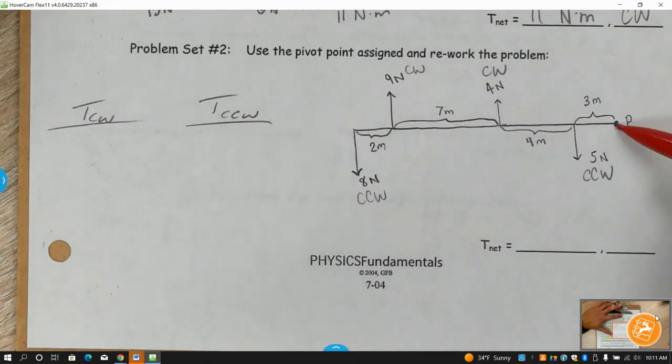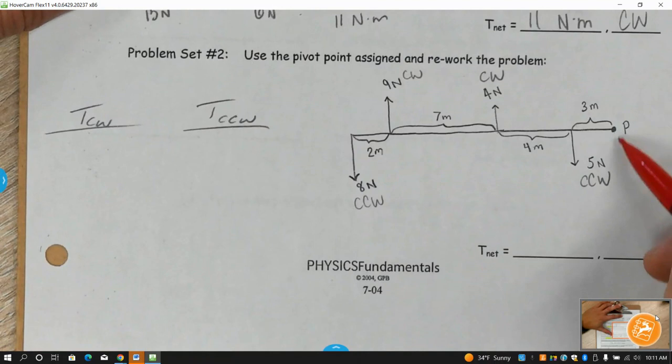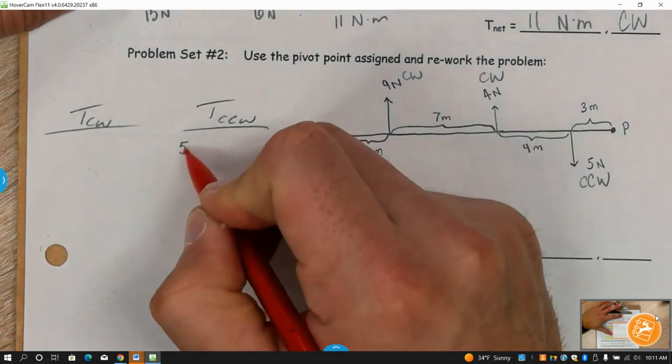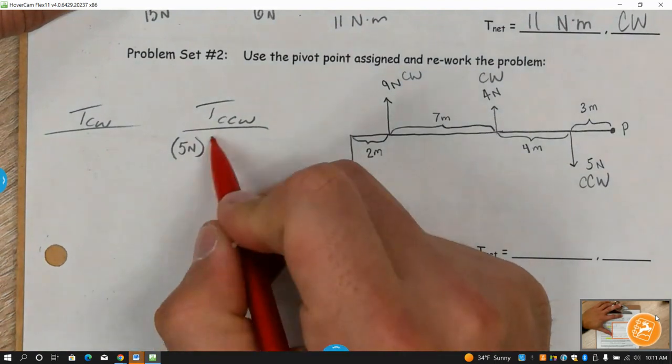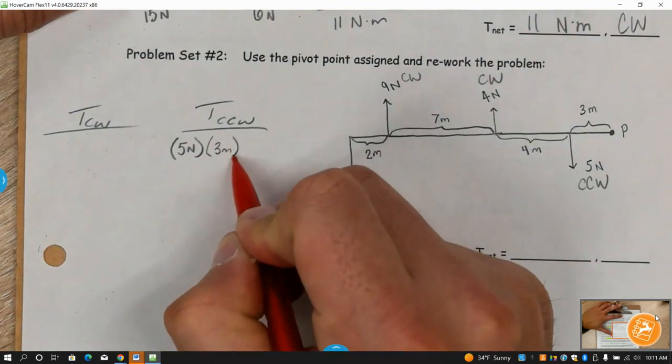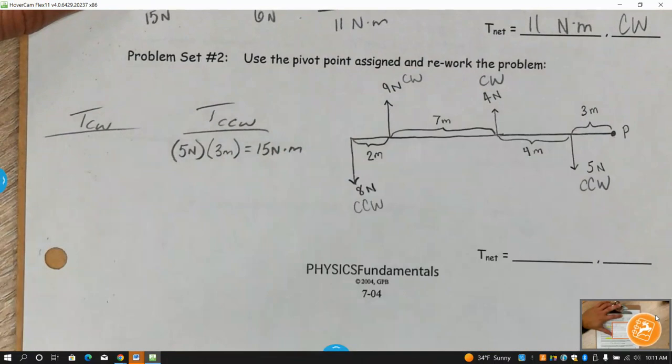So I'm going to do the counterclockwise first, because this is the first thing I see as I come off the pivot point. So 5 newtons. How far is the 5 newton force? 3. Very good. It is 3 meters, which is 15 Newton meters. Good.